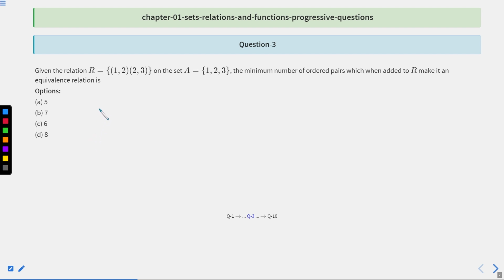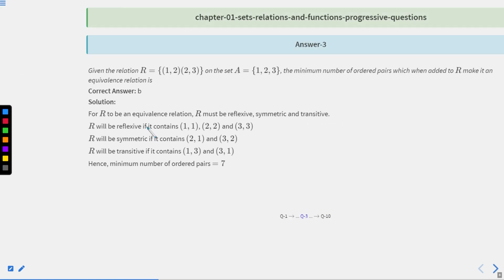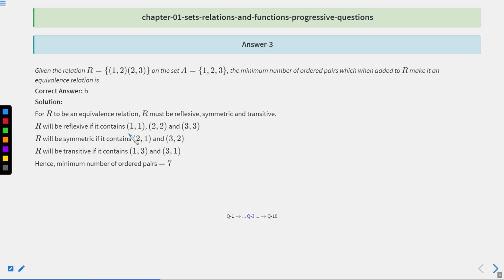Given the relation R = {(1, 2), (2, 3)} on set A = {1, 2, 3}, find the minimum number of ordered pairs which when added to R make it an equivalence relation. For making an equivalence relation, it must be reflexive, symmetric, and transitive. So (1, 1), (2, 2), and (3, 3) must be added for R to become reflexive. Now, (1, 2) is there, so (2, 1) must be there, to become symmetric.